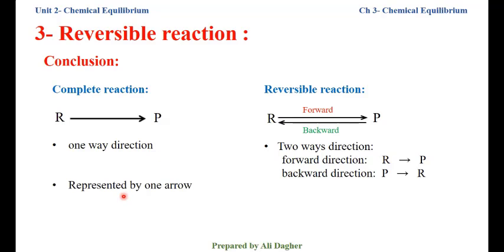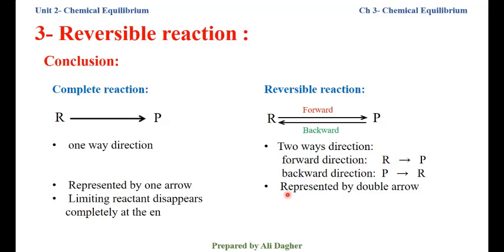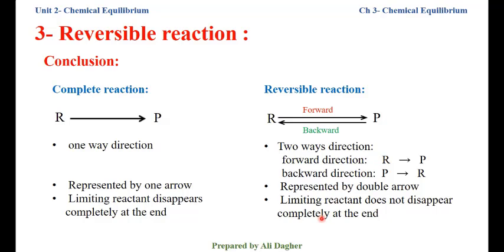The complete reaction is represented by one arrow. The incomplete reaction or reversible is represented by a double arrow. The limiting reactant disappears completely at the end in case of a complete reaction, while in case of a reversible reaction, the limiting reactant does not disappear completely at the end. This is the end of part 3, reversible reaction.